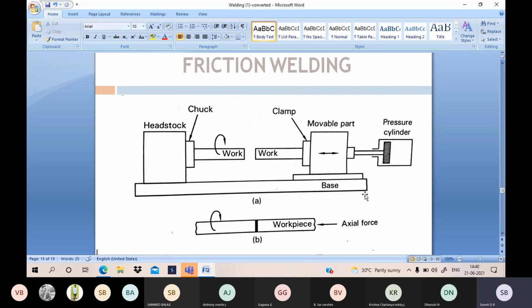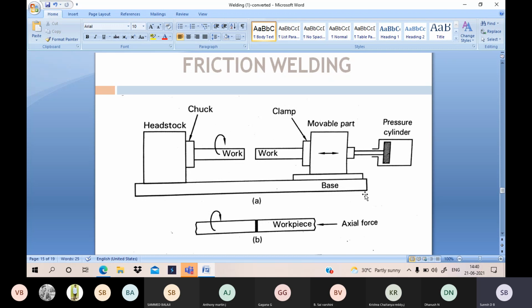No, sir. Okay, next one, friction welding. Here also, we are not using any electrode, either consumable or non-consumable. By using two workpieces, we can join them rigidly. This type of joint is called friction welding.